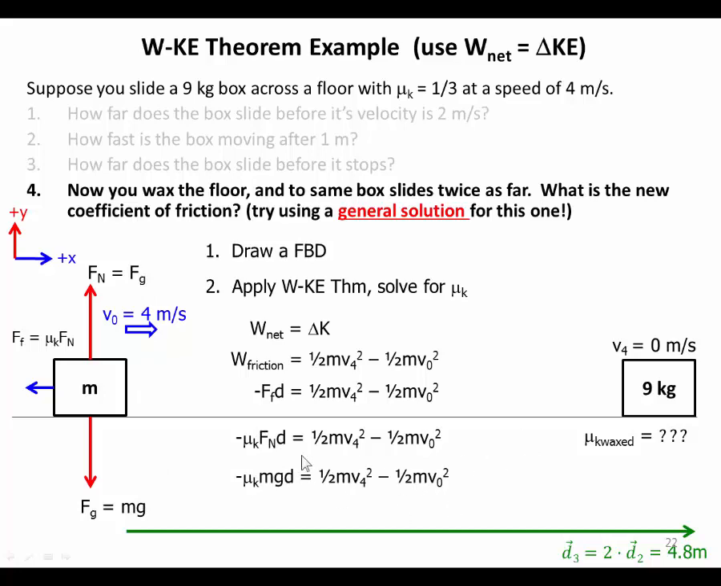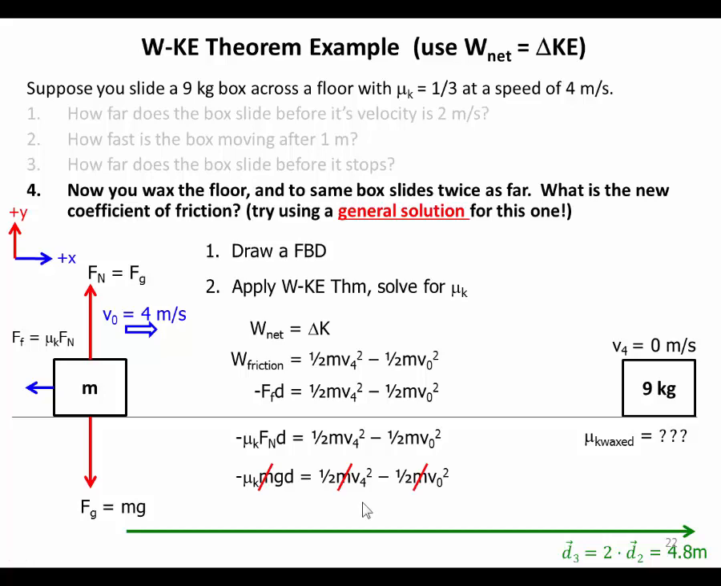This is a nice little relationship which has all of our knowns in it. I know what the mass is. I know what gravity is. I know what the distance is. I know what the initial velocity is at 4 meters per second. The final velocity is at 0 meters per second. So you could plug in numbers right now, but let's notice a couple things here.